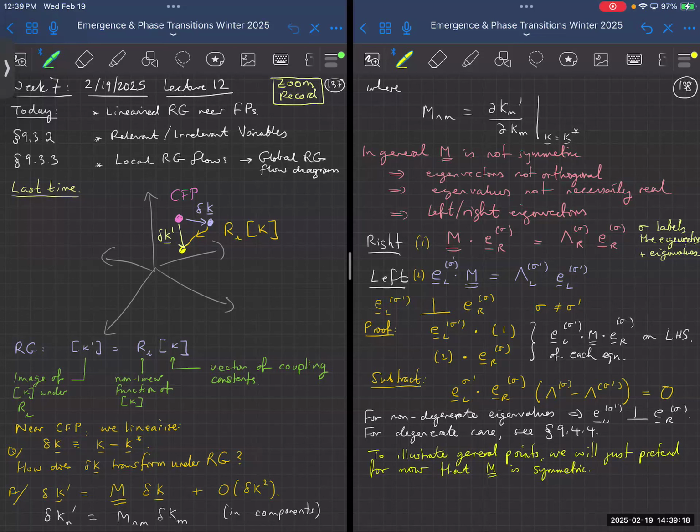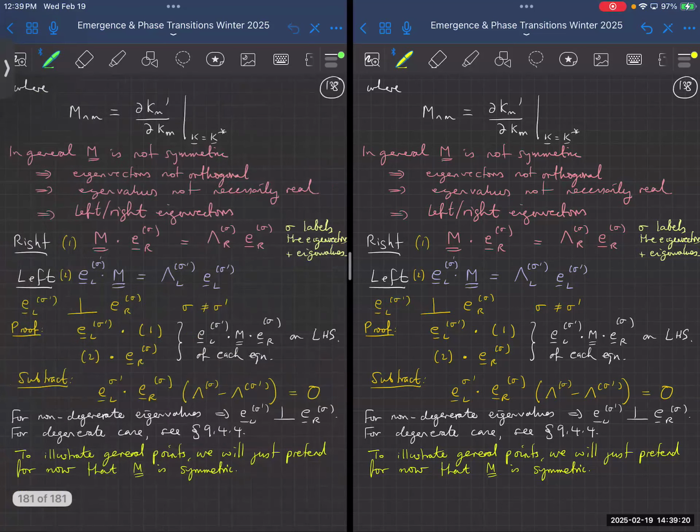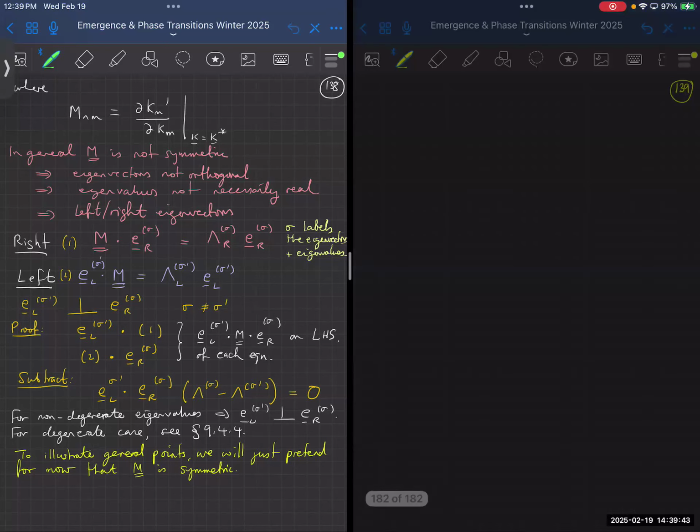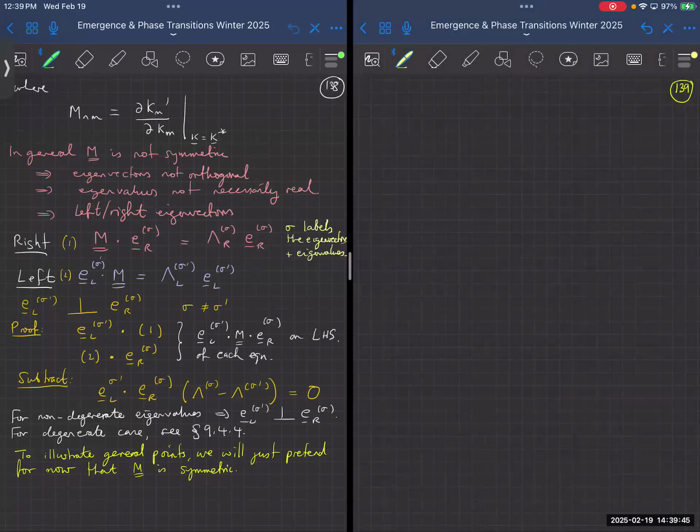So that's the situation. Now, what I want to do next is proceed by assuming, just for simplicity, that the matrix M is symmetric. It's not, but it's easy to generalize the formalism. So now I want to show you some new results. The next thing we're going to do is derive Kadanoff's assumption number 2.